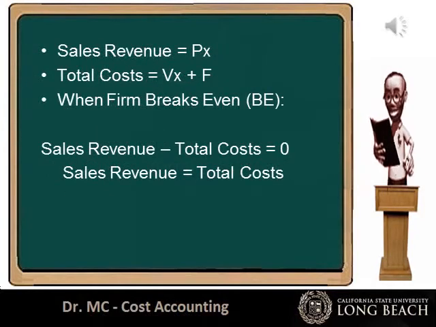Your sales revenue is equal to the number of units sold times the price you get for each unit that you sell. In other words, sales revenue equals PX. Assume that you have a linear cost function, and your total costs equal the sum of your variable costs and fixed cost. So, total costs equals VX plus F. When you break even, your sales revenue minus your total costs is equal to 0. If you move your total costs to the other side of the equation, you see that your sales revenue equals your total costs when you break even.